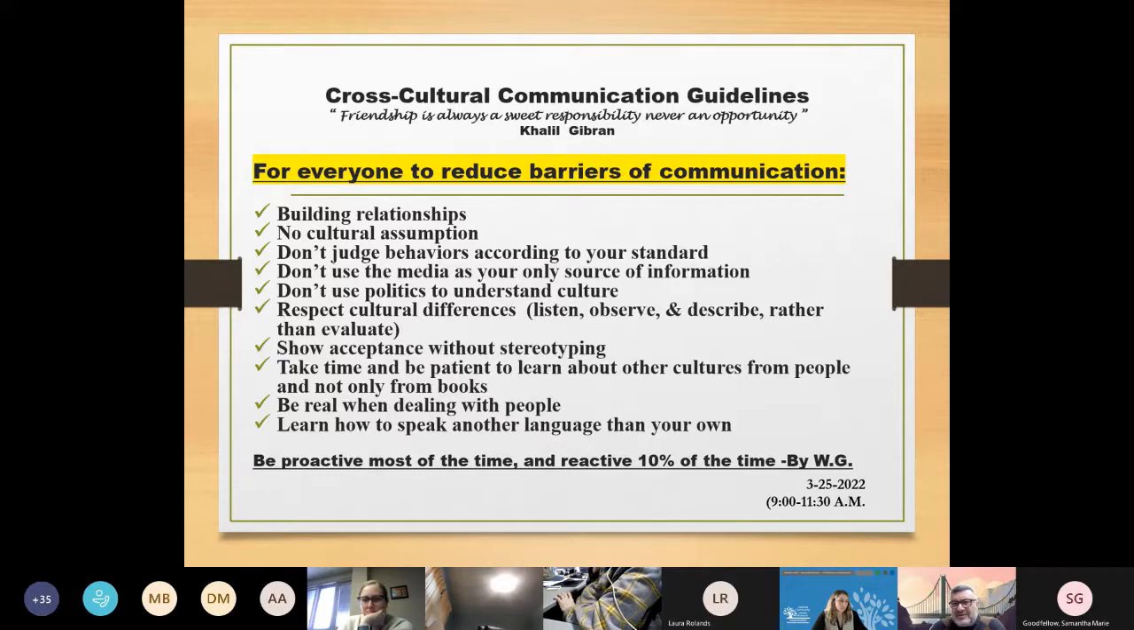And this goes as a two-way street in developing a solid foundation for cross-cultural understanding. Show acceptance without stereotype. Take time and be patient to learn about other cultures from people themselves and not only from books. Learn how to speak another language, maybe just by using some simple greeting terminology that would help you to walk in the hearts of people. Be real when dealing with people. This is not just a patient, but be focused on those patients who are bringing their culture with them. Real understanding leads to real appreciation, and real appreciation leads to real relation. Be proactive most of the time and reactive 10% of the time.